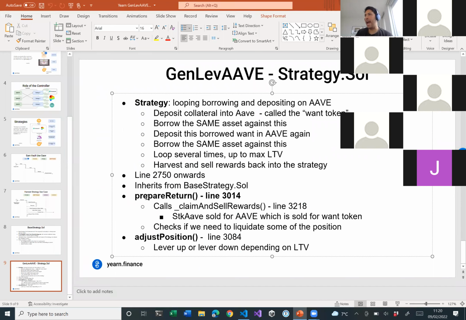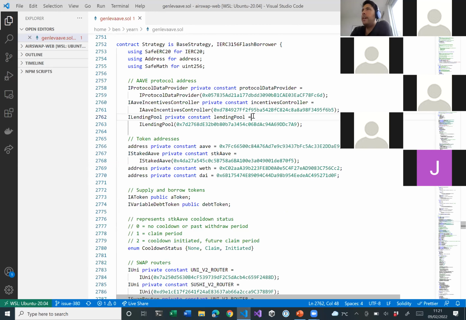So I want to have a look at these two main functions: prepareReturn and adjustPosition, which are the most important guts from what I can see and power the whole thing. So 3014. Let's just have a quick whiz through first, and we'll go down to that function.